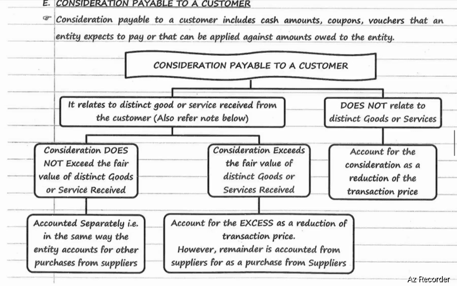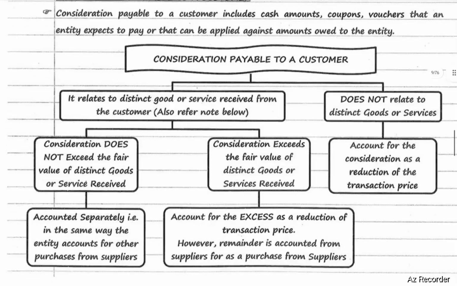If consideration payable to a customer does not relate to distinct goods or services, then account for that consideration as a reduction of the transaction price. That means it will be reduced from the transaction price. Next.